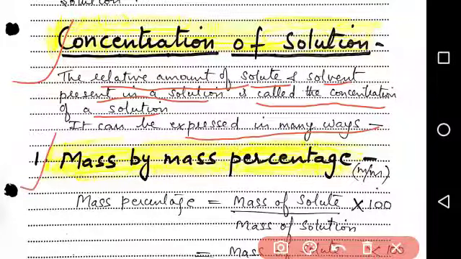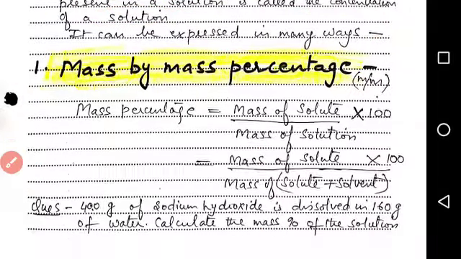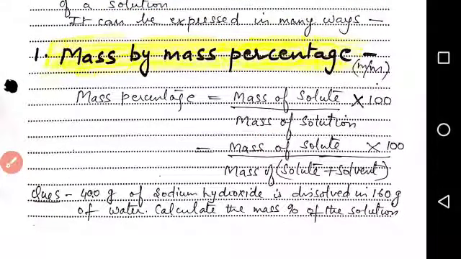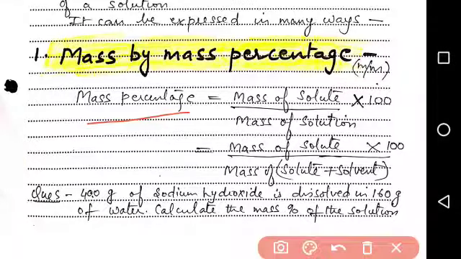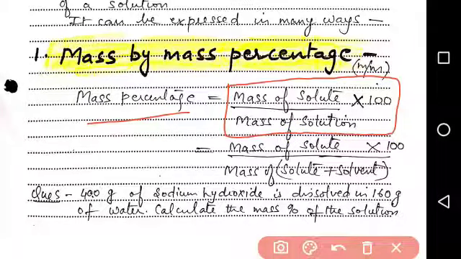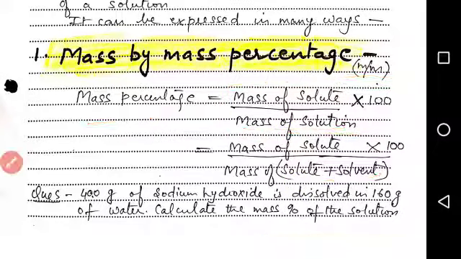First is mass by mass percent. So mass by mass percent is given by this formula. Mass percent is equal to mass of solute upon mass of solution into 100. So this is the formula which can be used to calculate the mass percentage. Now mass of solution means mass of solute plus solvent. An example is given here.